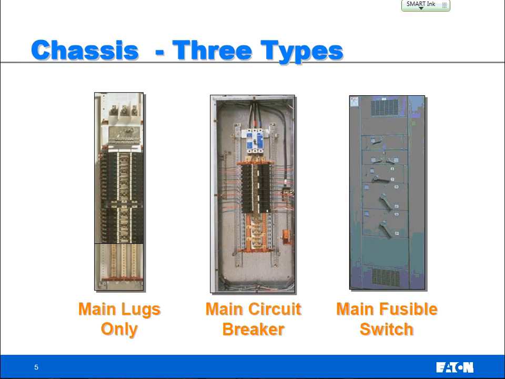There are 3 types of chassis. There is a main lug only chassis, a main breaker chassis, and a main fusible switch chassis. Which one is this? Okay, main lug only has lugs. Main circuit breaker has a disconnect. So the main difference between main breaker and main fusible switch on one hand, and main lug only on the other hand, is that you're going to have a means to turn this circuit on and off. If you can turn the circuit on and off, then you can safely work downstream at certain loads.